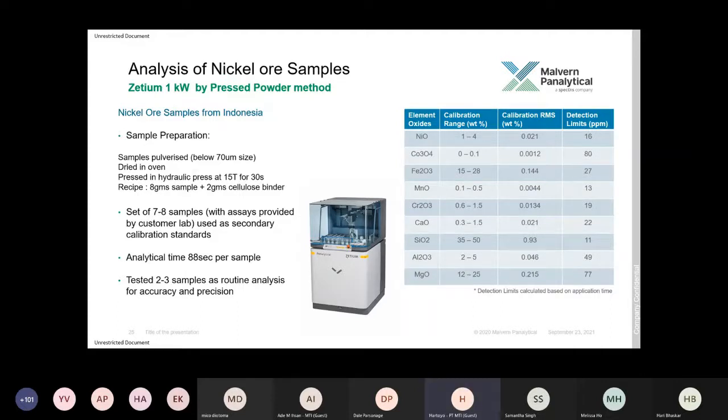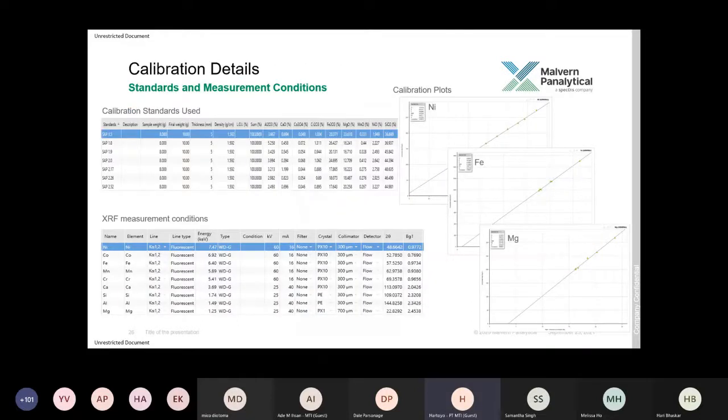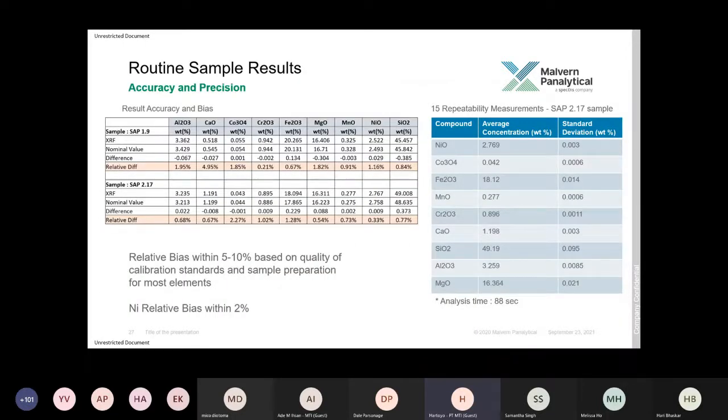Next slide please, Hari. Ya, ini kurva kalibrasi bagaimana settingnya, menggunakan sekitar 7 standar di situ. Oke, next slide, Ari. Ya, waktu analisisnya ini sekitar 88 second, berarti sekitar 1,5 menit. Untuk Zetium yang paling rendah ini yang 1 kilowatt. Tentu saja kalau yang lebih tinggi bisa lebih cepat lagi.